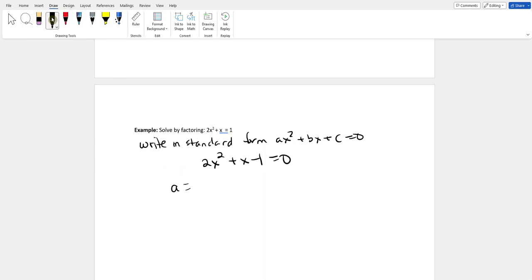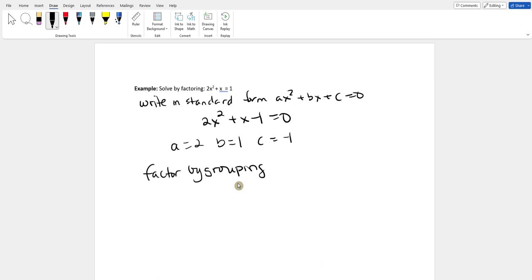So in this case, a is 2, b is 1, c is negative 1. Since I have a number in front of the x squared, I'm going to do something called factor by grouping. Now, you may not know this method. I'm not sure how you were taught. Some people do factoring by trial and error. You do it whichever way you feel comfortable with.